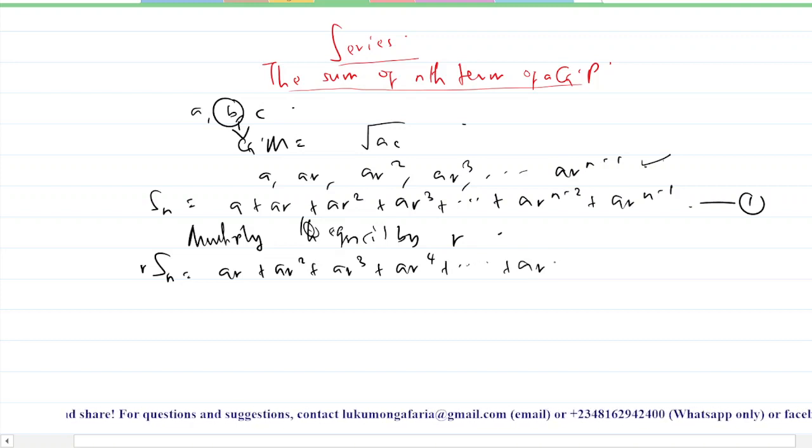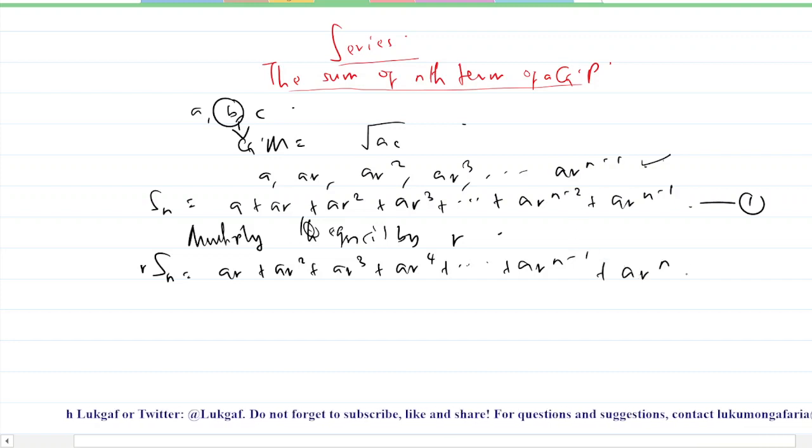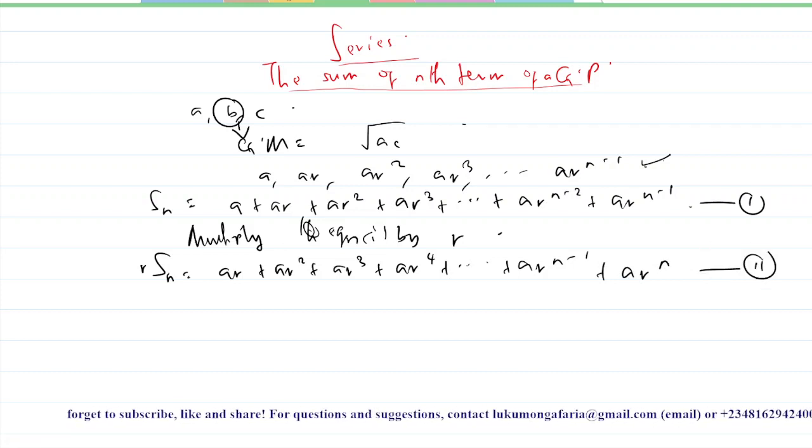plus AR^(n-1). Do you know how I obtain n minus 1? Because if you multiply AR^(n-2) by R again, applying the laws of indices, it will be n minus 2 plus 1, which is why I obtain n minus 1. Then plus AR^n. You understand? Let us call this equation 2.